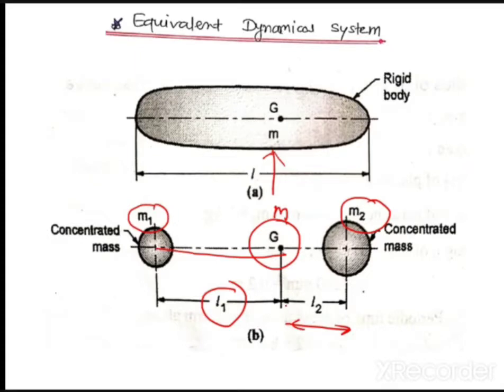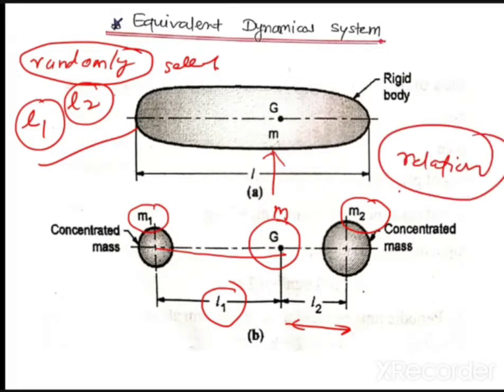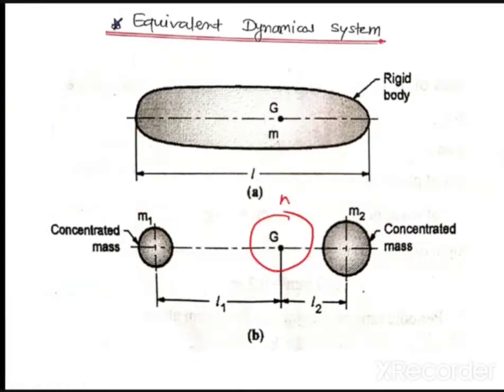Now basically it is very important how you place these masses. It is very important that you know what L1 and L2 are. You cannot randomly select L1 and L2, right? You should have some derivation, some specific relation. If you have a specific relation, from that relation you can calculate L1 and L2, and then I can replace this mass m with m1 and m2. So what is that relation? To find that relation, what are the conditions and what is an equivalent dynamical system, that we have to understand. I hope it is clear to you now. Okay, let us move forward.